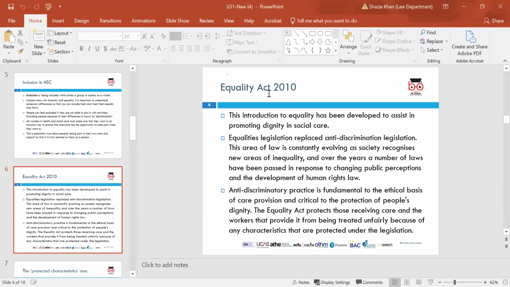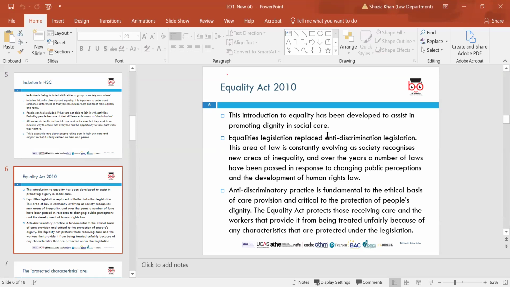So next we're looking at the Equality Act 2010. Okay, so has anyone got any questions around what we've just done? If you can't speak due to the environment around you, put the questions in the chat box and then I can refer to them. So now we're going to look at the Equality Act 2010.